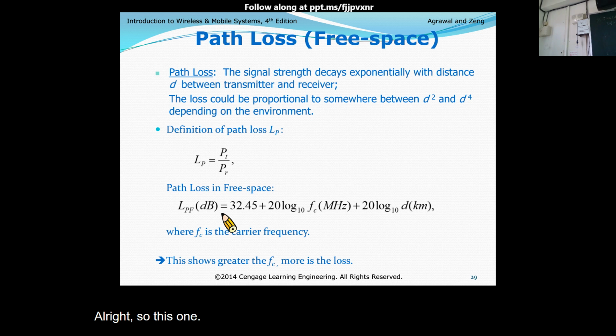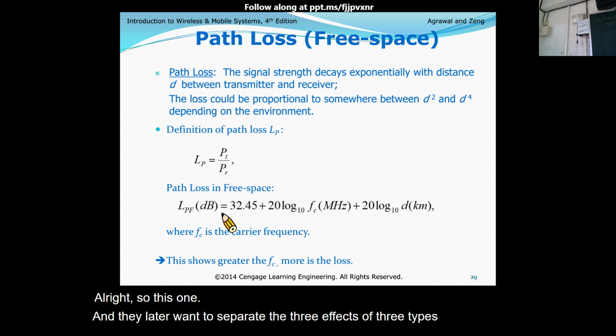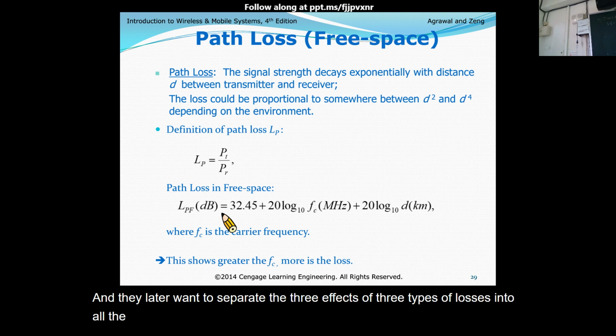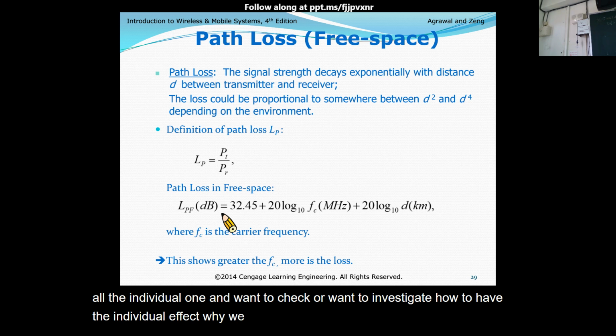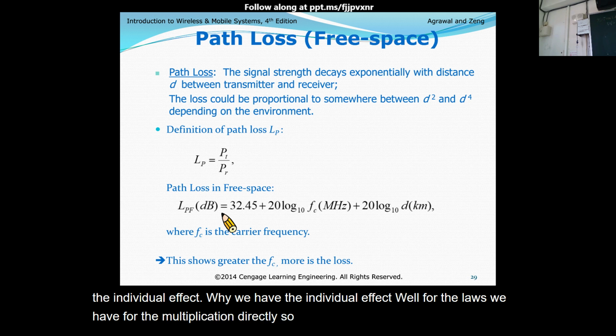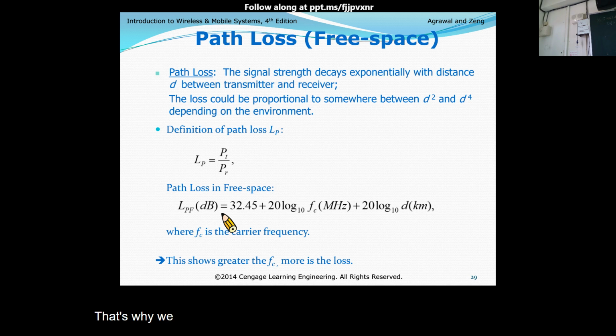And later we want to separate the 3 types of losses into the individual ones, and investigate how to have the individual effect. Why do we have the individual effect? Well, for the loss, we have the multiplication directly. So that allows us to have the individual investigation. That's why we start from path loss first.